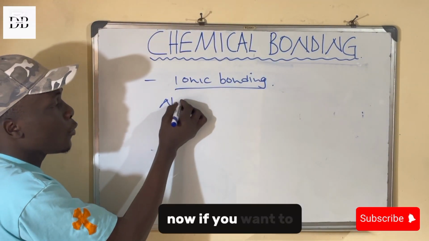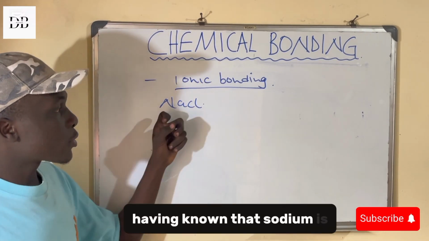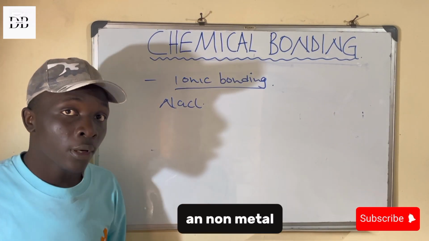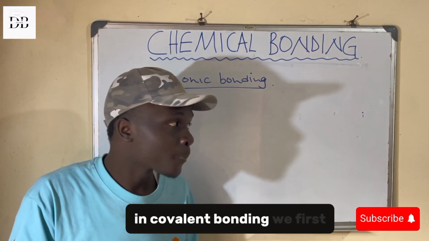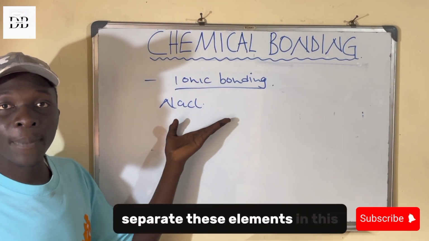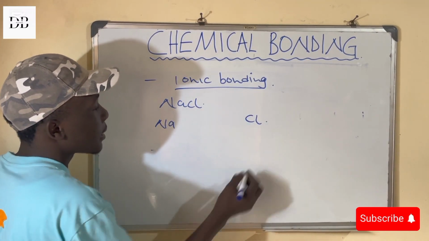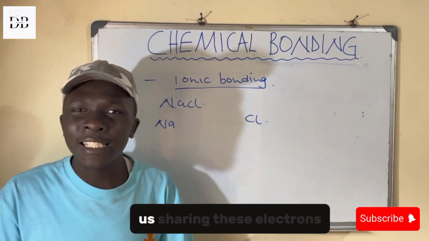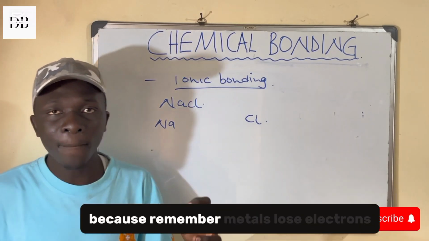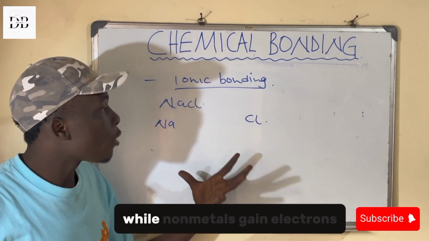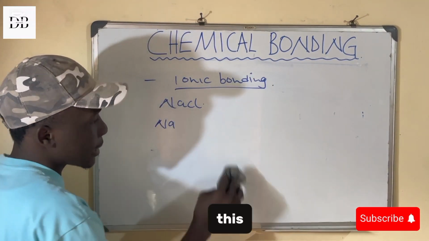Now, if you want to write the bond in sodium chloride, having known that sodium is a metal and chlorine is a non-metal, what we'll do is not far different from what we did in covalent bonding. We'll first separate these elements in this compound. So we have sodium and chlorine. But this time, instead of sharing these electrons, we are transferring them from a metal to a non-metal, because remember, metals lose electrons while non-metals gain electrons. So what we'll do is this.